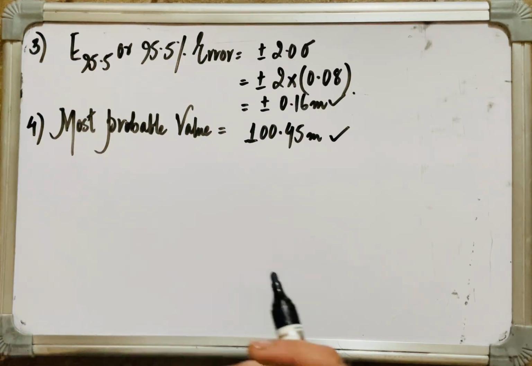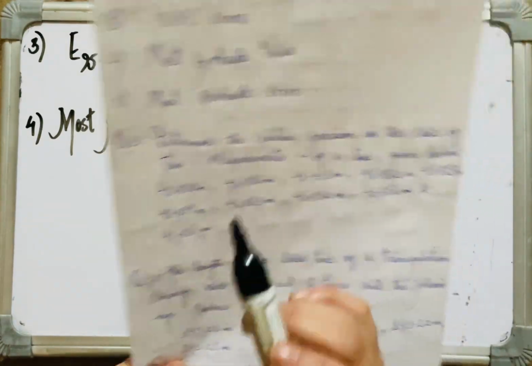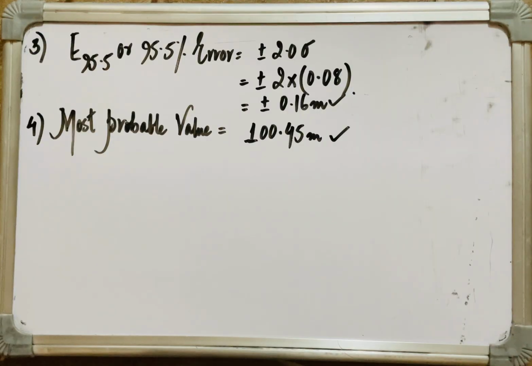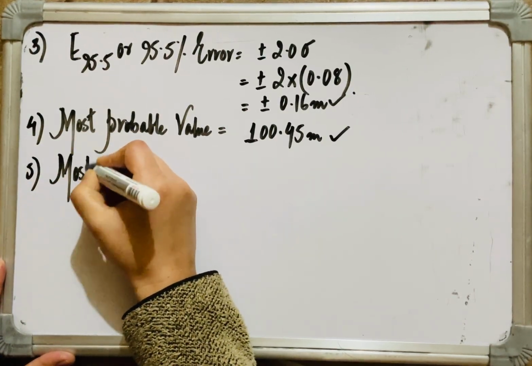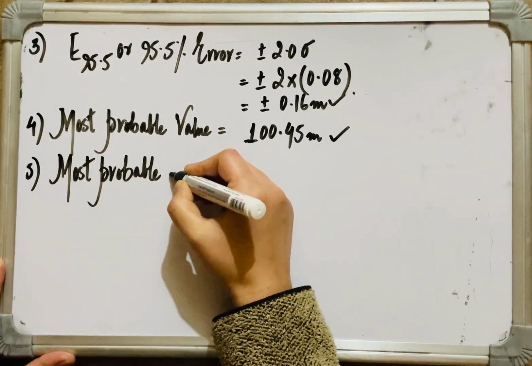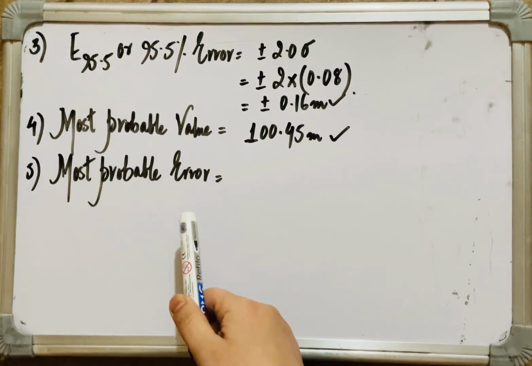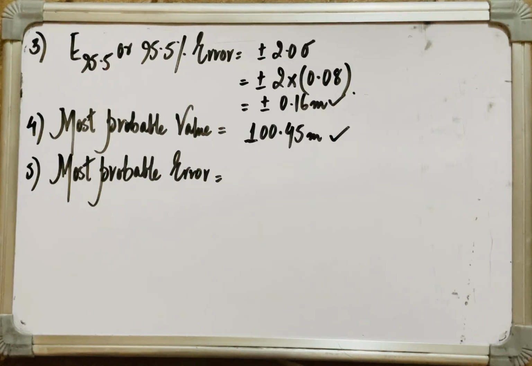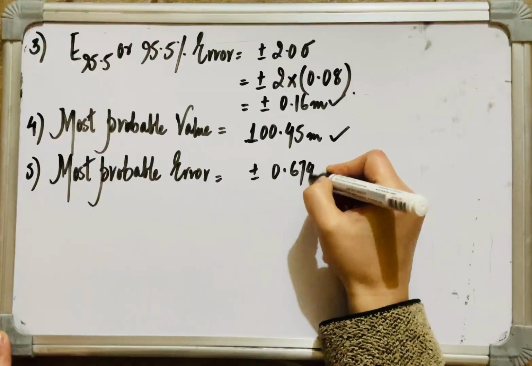So the last part of the question says we have to calculate the most probable error. All right, so let's calculate the most probable error. And I'm time and again saying that please do not confuse the most probable value with the most probable error. Most probable value is equal to the arithmetic mean, or the mean value in a given set of measurements, but the most probable error is something else, and it is equal to how much? 0.6745 times the standard deviation.